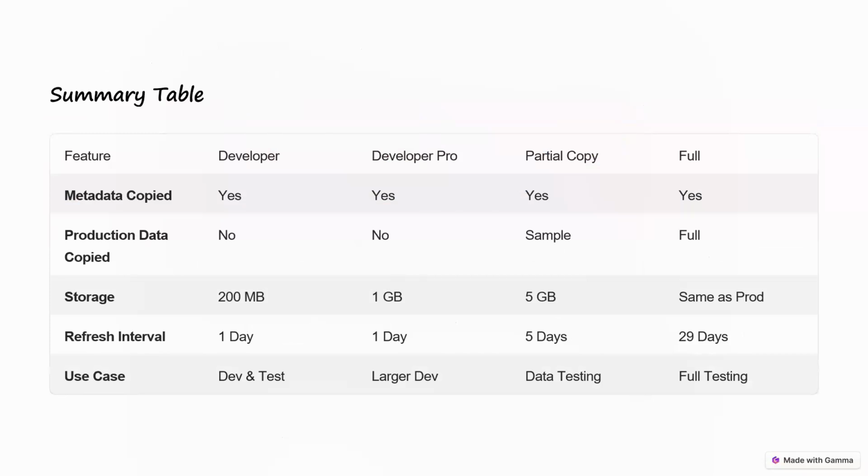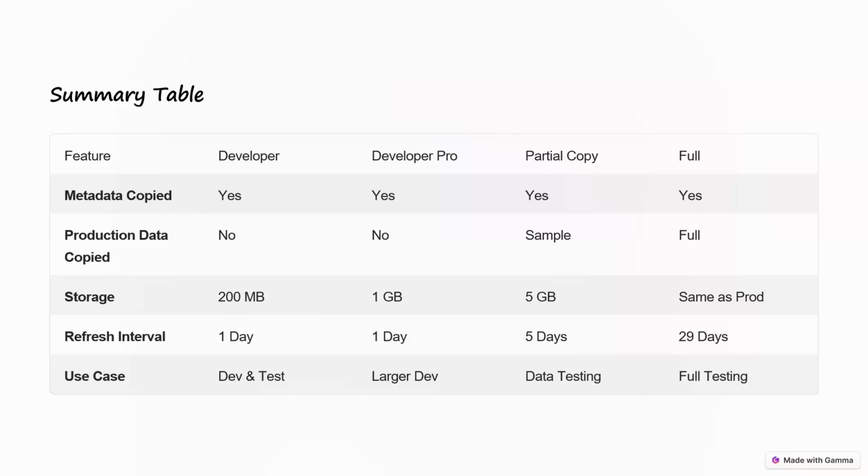And as a summary table, in the upper side you can see Developer, Developer Pro, Partial Copy and the Full Sandbox. Whether we can copy the metadata is nothing but the things, the functionality. For example, if we need to move functionality, like automation, reports, or dashboards, these are considered metadata. Metadata does not hold the records. In order to hold the records, there is a different set of things we need to do. The metadata holds the functionalities and other things only, other than the data records. It won't hold the records.